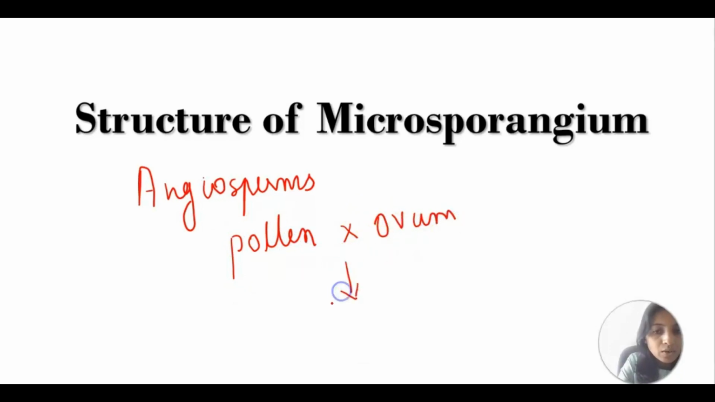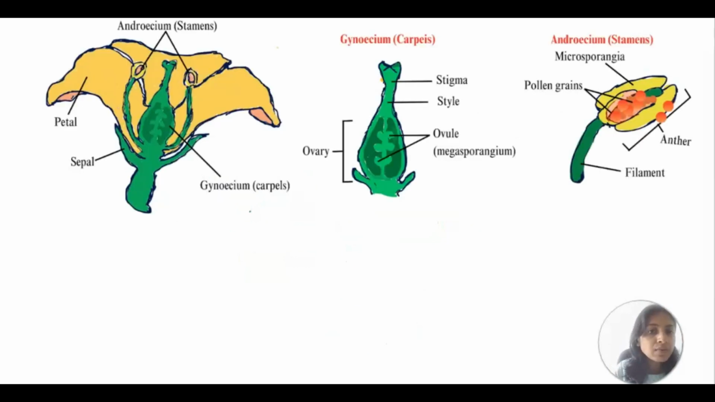This leads to the formation of a single cell called zygote. Zygote undergoes cell division and differentiation to produce a new plant. Flowers are the reproductive structures in angiosperms. They possess the reproductive organs. The male reproductive organ is called androecium and the female reproductive organ is called gynoecium.